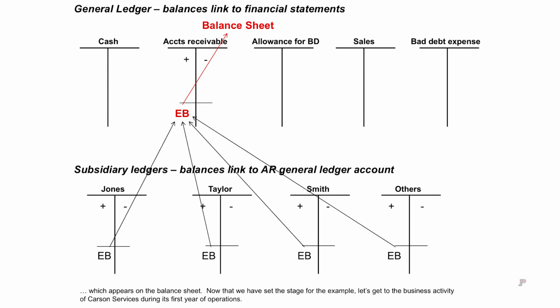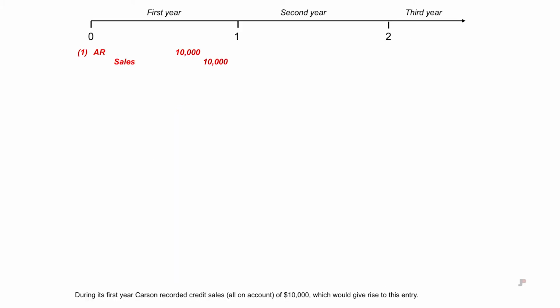Now that we have set the stage for the example, let's get to the business activity of Carson Services during its first year of operations. During its first year, Carson recorded credit sales, all in account, of $10,000, which would give rise to this entry.